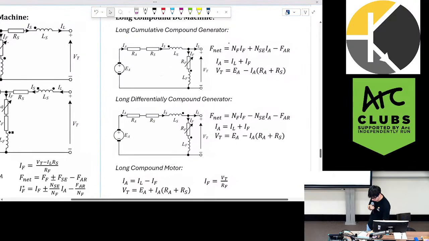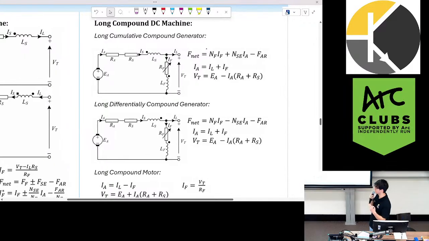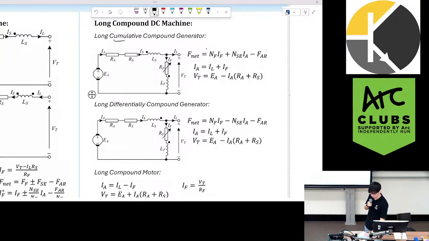One important thing I'd like to mention is there are two types of compound. You can either have the fluxes from each excitation adding together and working together, which is our cumulative, or you can have them working against each other, which is differential. Differentials in general are just a bad idea. They create instability, and it's also quite a waste of power because you have two excitations that are working against each other, which just doesn't make sense, really.